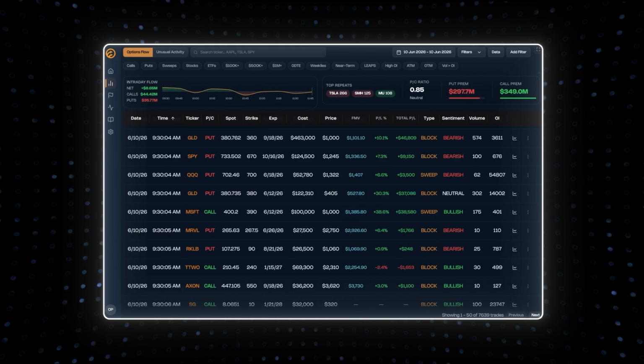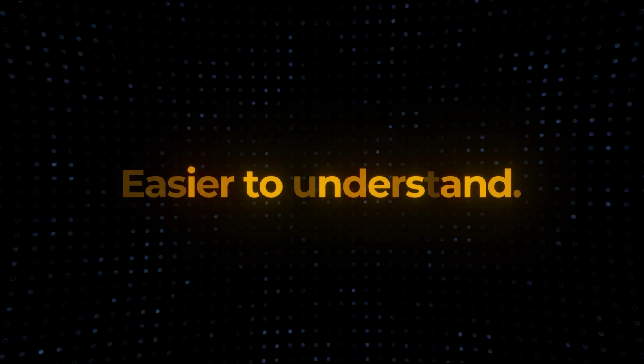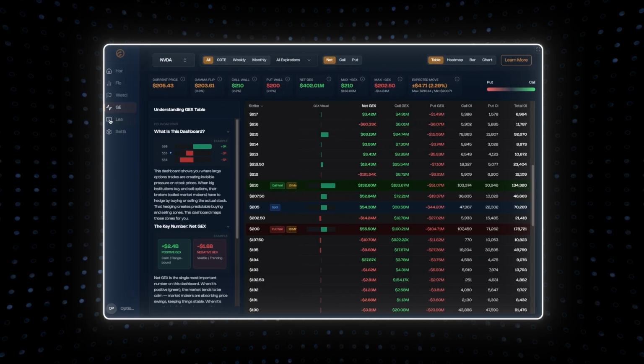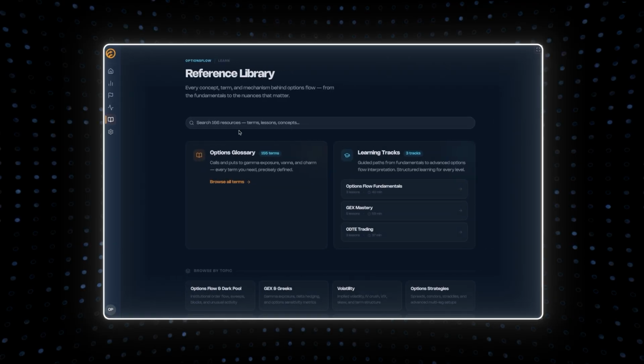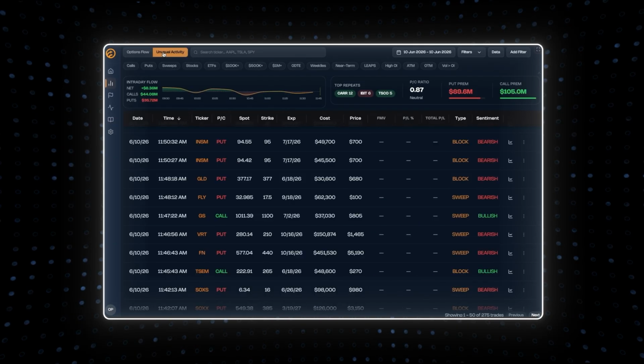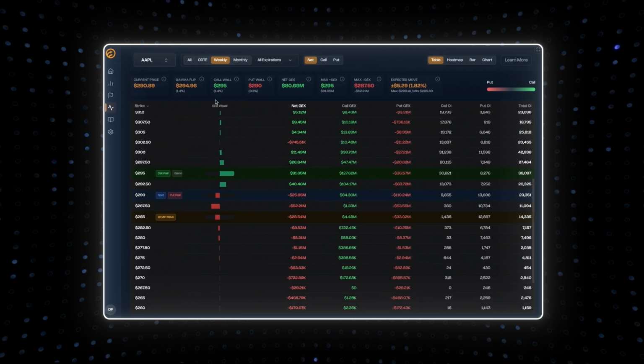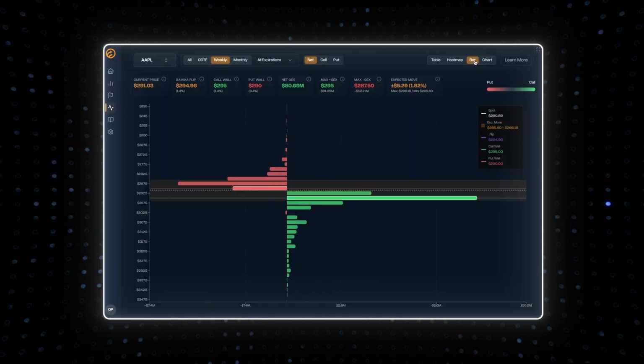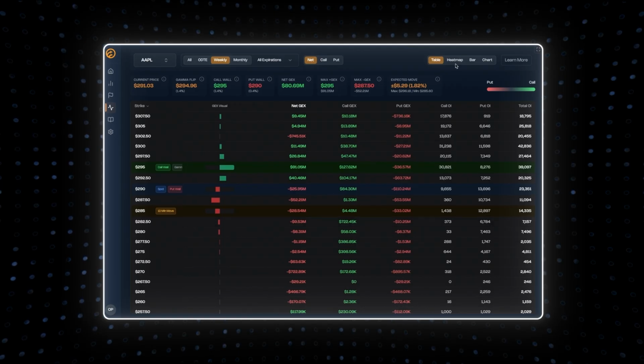Options Flow was built to make advanced market data easier to understand. You do not need to be an expert to start using it. The platform is designed to be beginner-friendly with educational resources to help you learn how Options Flow, unusual activity, and GEX levels work. Whether you trade stocks, options, or futures, Options Flow helps you see what the chart alone does not show.